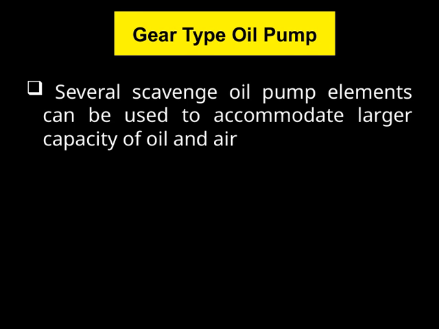Specifically, when we talk about gear-type oil pumps, they are a popular choice due to their efficiency and reliability. Gear pumps work by trapping oil between two gears and moving it through the pump, which makes them excellent for maintaining a steady flow of oil. By incorporating these gear-type pumps, we can effectively manage larger volumes of oil and air, which is essential for optimizing overall system performance. This approach aligns well with our goal of enhancing capacity and ensuring durability in our machinery.